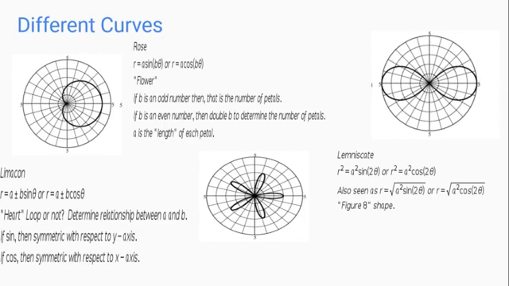Now we're going to do polar curves. There are 3 different types of curves that we're going to go over: the limacon, the rose, and the lemniscate. And they're all known for different qualities.